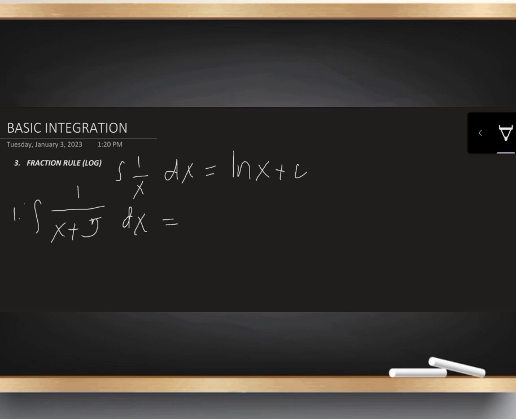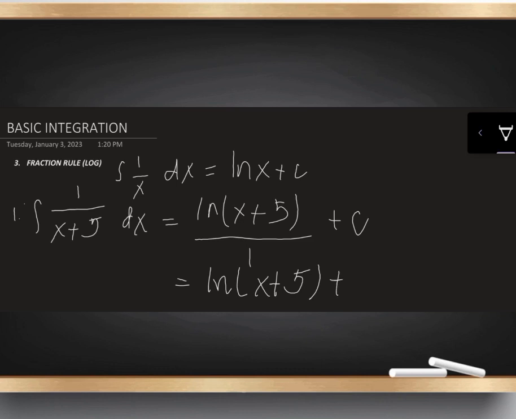We just need to follow the formula. So ln x here is x plus 5. So it will be ln of x plus 5. Then we have to get the derivative of x plus 5, which is simply 1, then plus c. Simplify the problem, so this will give us ln of x plus 5 plus c. This will be our final answer.